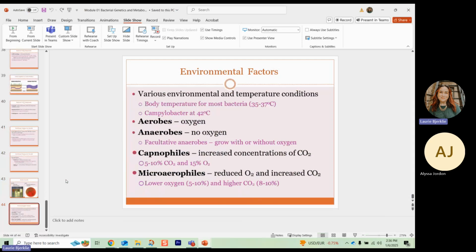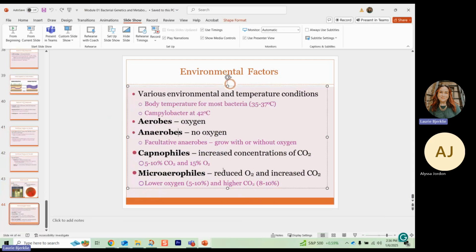There is a certain bacteria called Campylobacter. Maybe you've heard of that if you've ever gotten food poisoning. There's Campylobacter jejuni, a common cause of food poisoning, especially from raw chicken. That bugger likes to grow even warmer. It wants to be in a 42-degree environment. It likes it even hotter. So I would remember that, by the way. Campylobacter loves 42-degree temp. Most bacteria love 35 to 37.